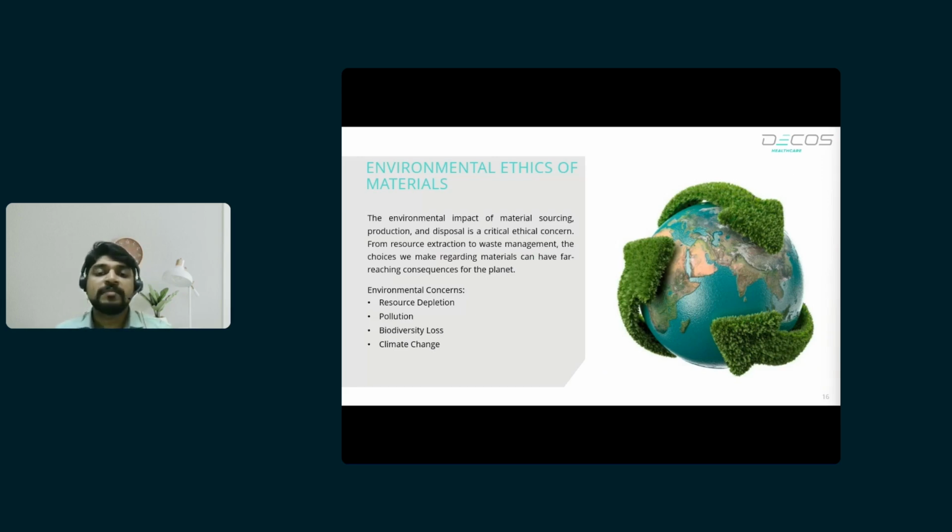Biodiversity loss: certain materials may be linked to habitat destruction, or resource extraction that can harm ecosystems. So examining the environmental impact of material choices is very essential for preventing biodiversity loss. Climate change: the production and use of some materials contribute to greenhouse gas emissions. Opting for low carbon footprint materials and promoting energy efficiency throughout the life cycle aligns with environmental ethics.